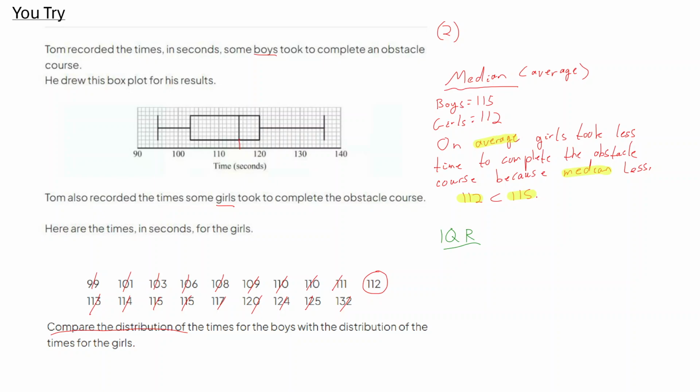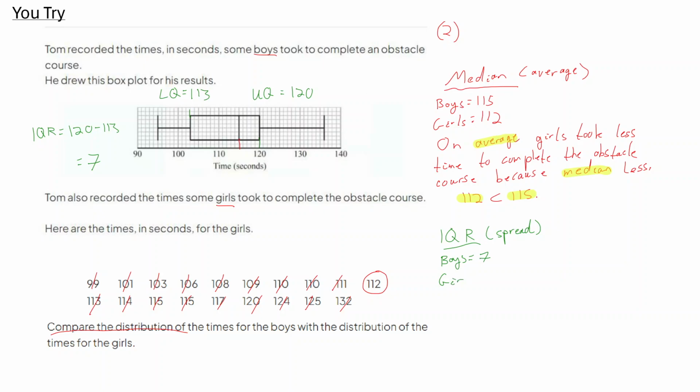And remember, interquartile range, similar to the range, is a measure of spread, how varied your data is. So for the boys, the upper quartile, so the UQ, is equal to 120, and the lower quartile up here, LQ, is equal to 113. So for the boys, the interquartile range is your upper quartile, take away your lower quartile, which is 120 take away 113, which is equal to 7. So for the boys, the IQR is equal to 7.